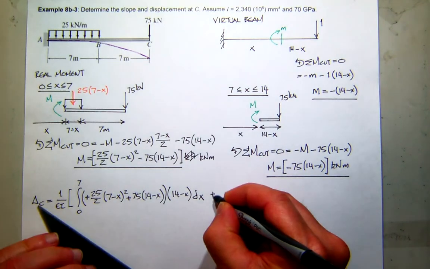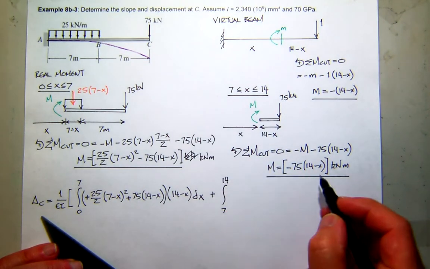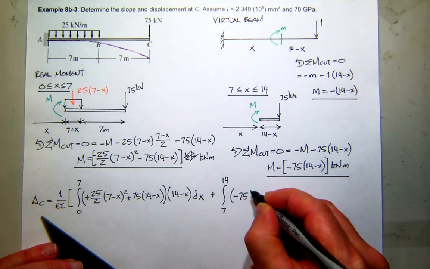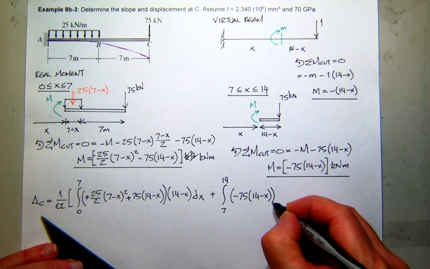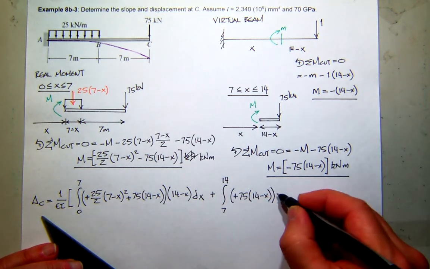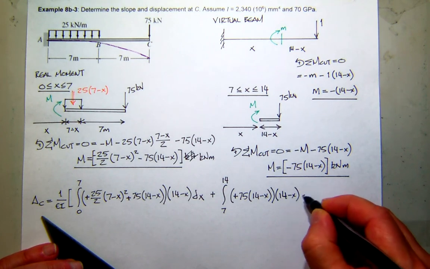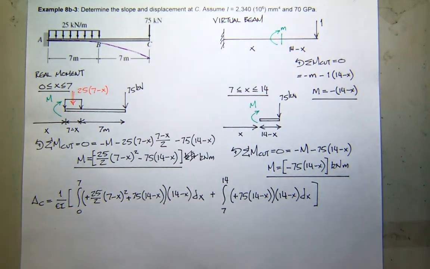Then the second one will be the integral from 7 to 14 of this, which is minus 75 times 14 minus x, times the virtual moment. That negative turns that one positive, and I get 14 minus x. So there's my virtual work expression, just in time because class is over.